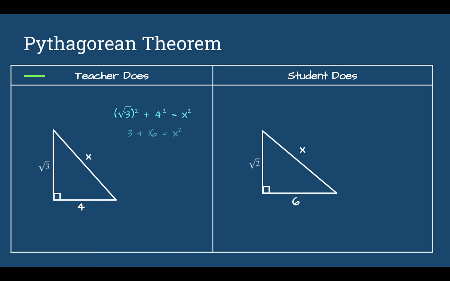So 3 plus 16 was our 19. Then we took the square root of that. We get the square root of 19, which we said was 4.36. But if it doesn't come out nicely, one thing you can do is just leave the square root as the answer. So I could just say that x is the square root of 19. That is perfectly acceptable unless it tells you to round to the nearest tenth or round to the nearest hundredth.